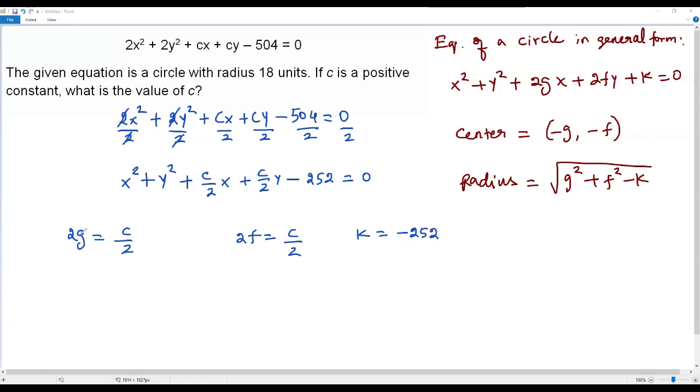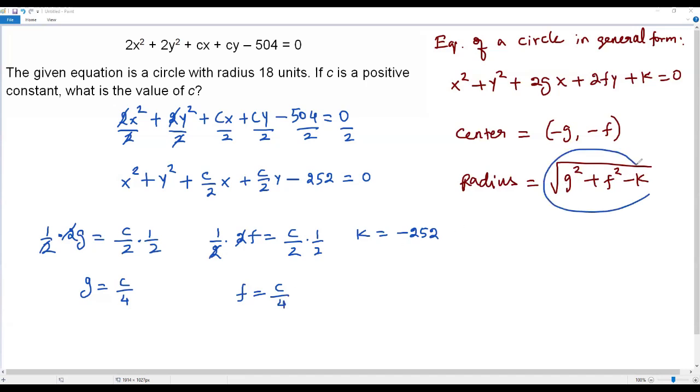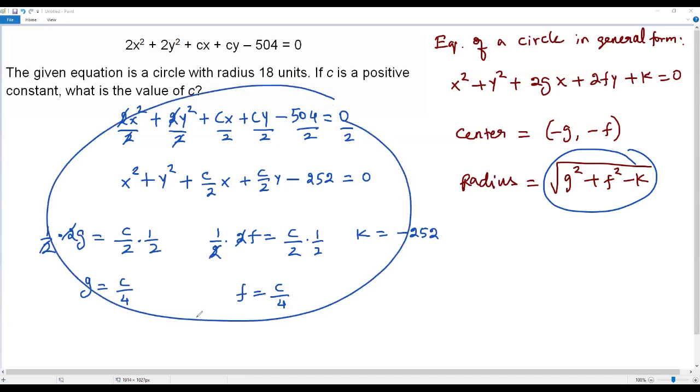Now to get the value of g in this equation, I have to multiply both sides by 1/2. So that this 2 will cancel, I'm getting g = c/4. And here I multiply both sides by 1/2, then this 2 will cancel, and I'm getting f = c/4. Now I got the values of g, f and k. I can use the formula to find the radius and solve for c. Now let me erase this and continue the problem.